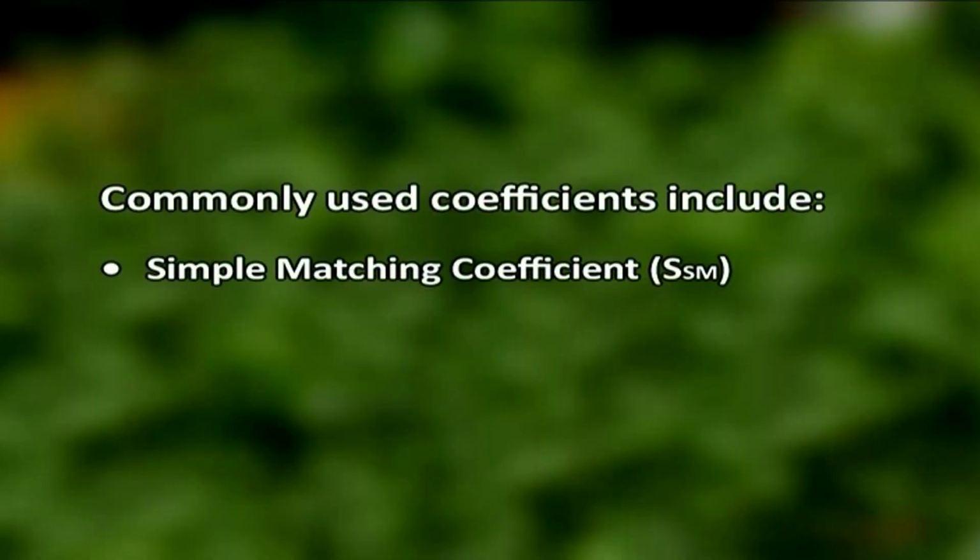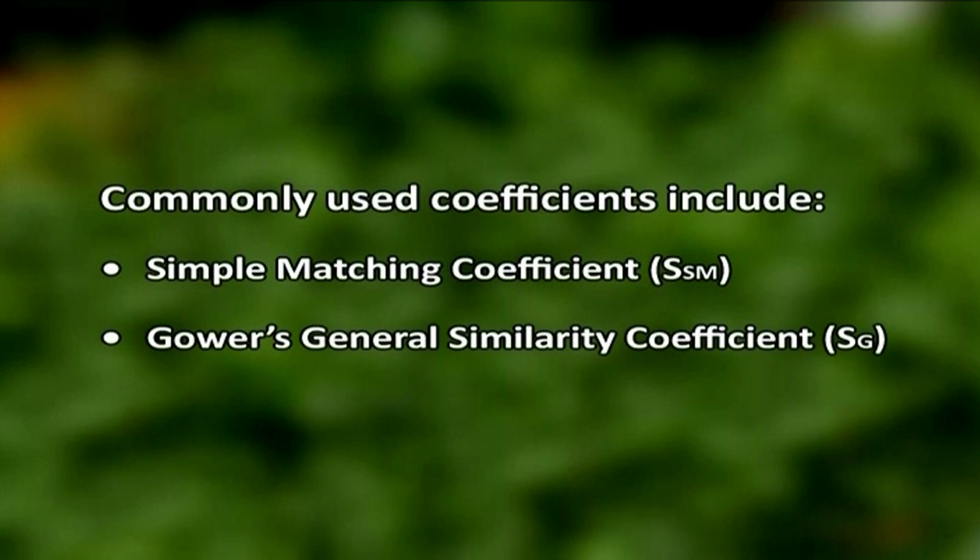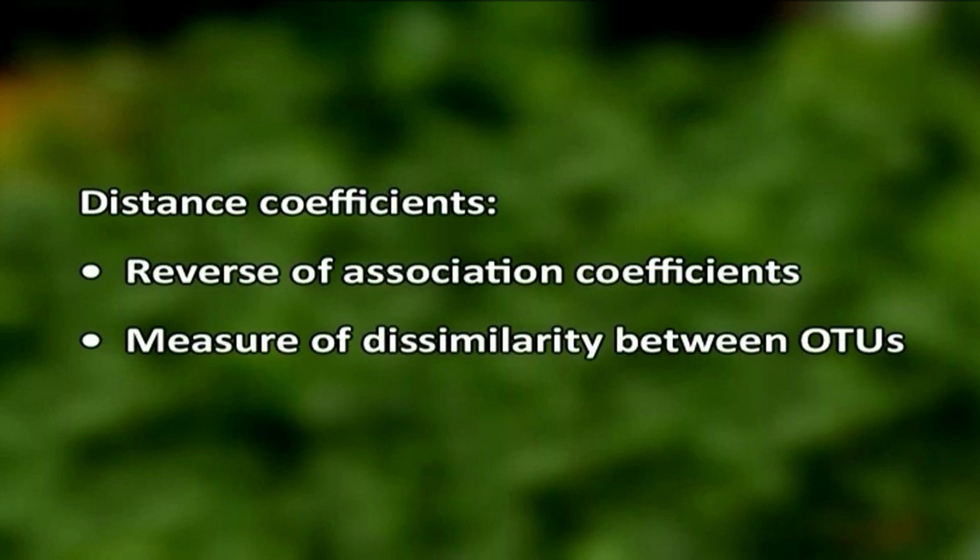This works well with evaluation of binary or presence absence data, but is not as much effective with the kind of data in which 1 and 0 coding refers to different positive data attributes. Other commonly used coefficients include the simple matching coefficient, and number second is the Gower's general similarity coefficient. Now, the distance coefficients. Distance coefficients are the reverse of association coefficients. They are a measure of dissimilarity between OTUs.